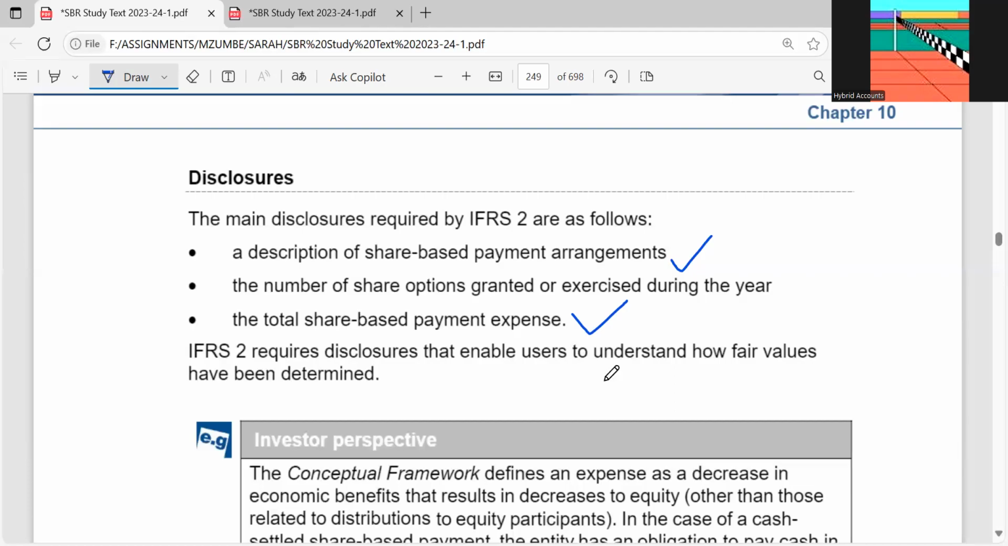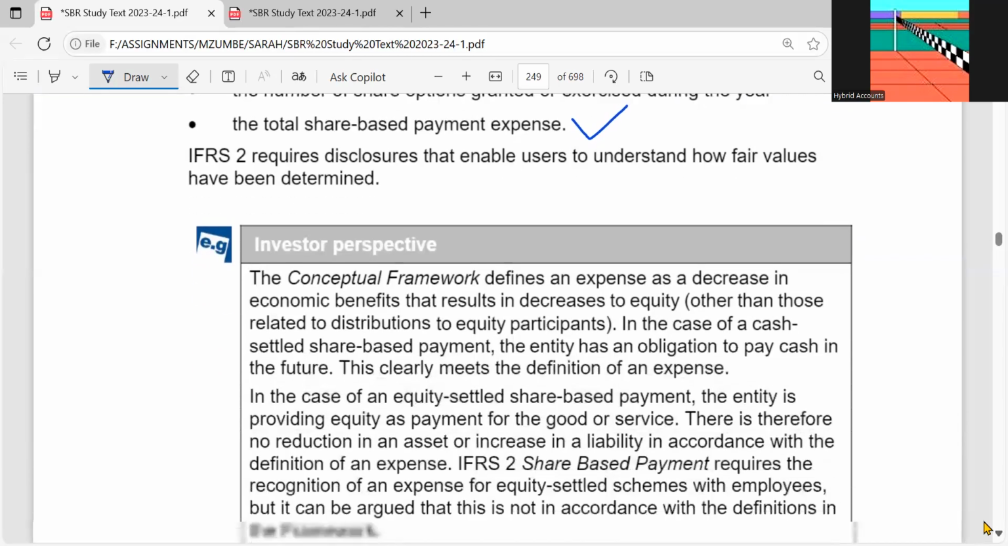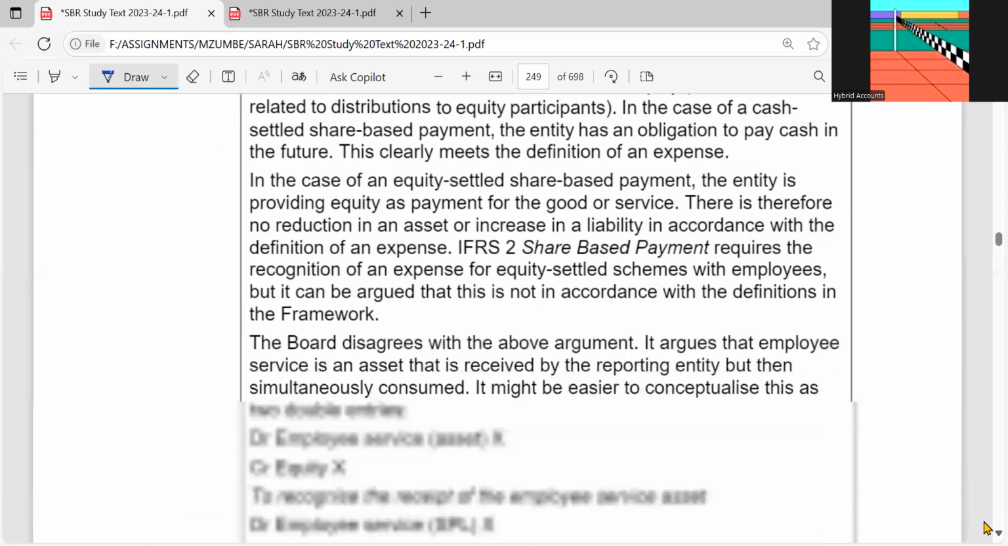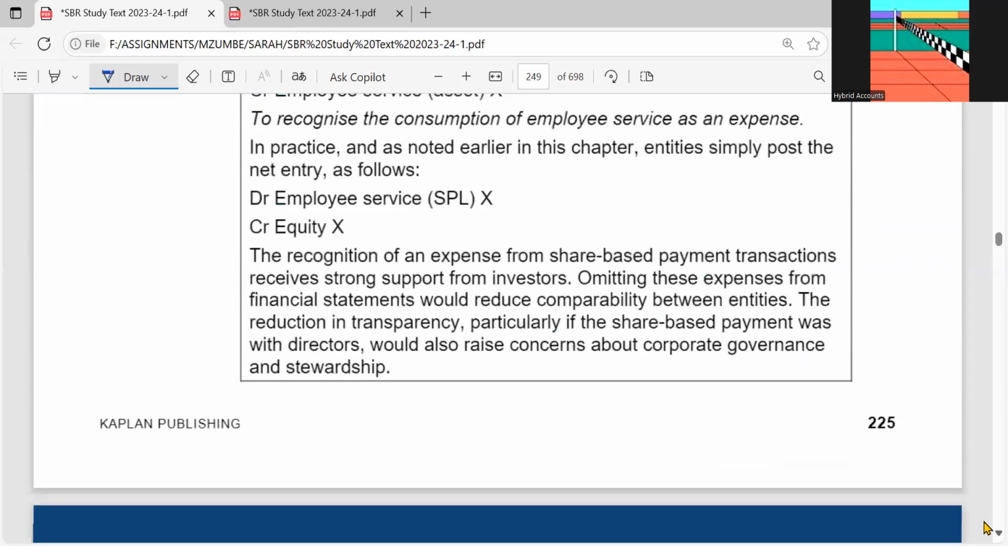IFRS 2 requires disclosures that enable users to understand how fair values have been determined. Of course, they should know, because only fair values are used here. And if there is no way of knowing how they have been obtained, that one would be a problem. That's fine. We are done with this topic of ours.